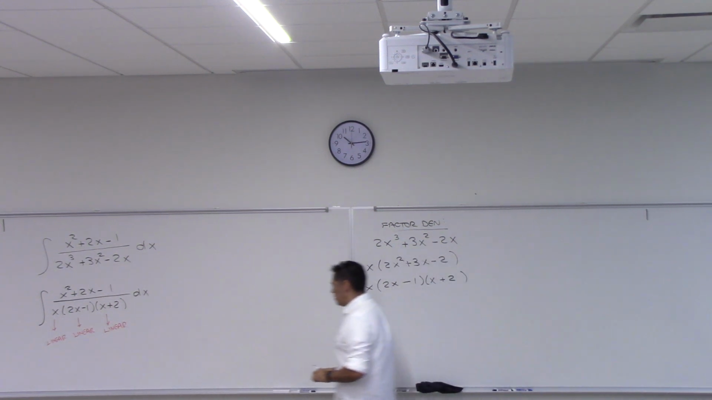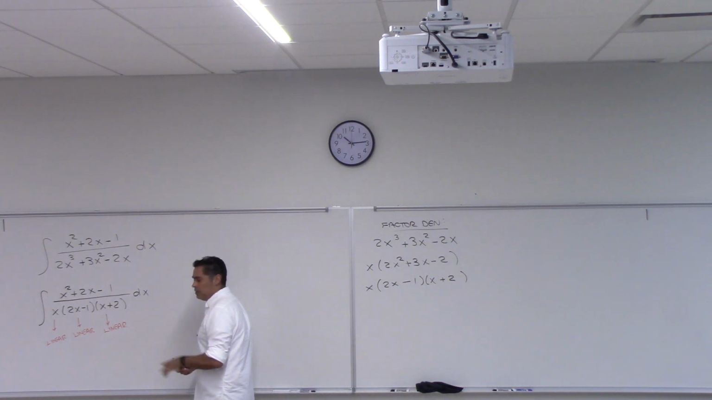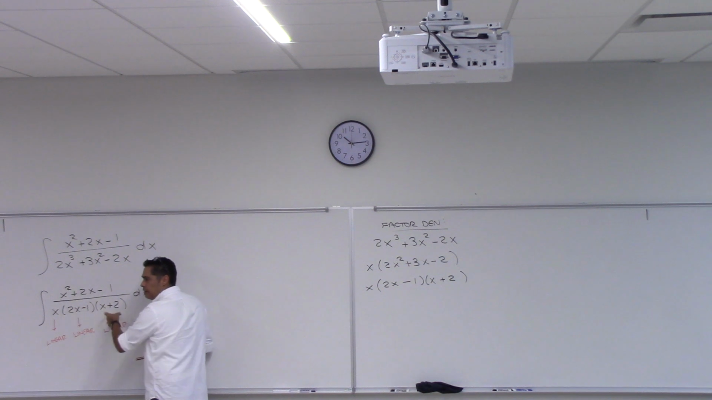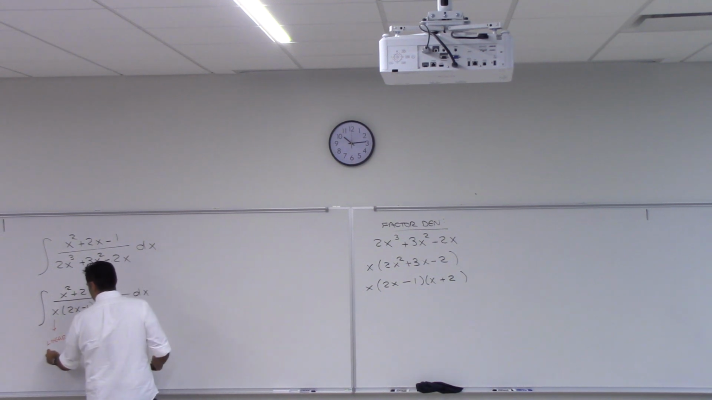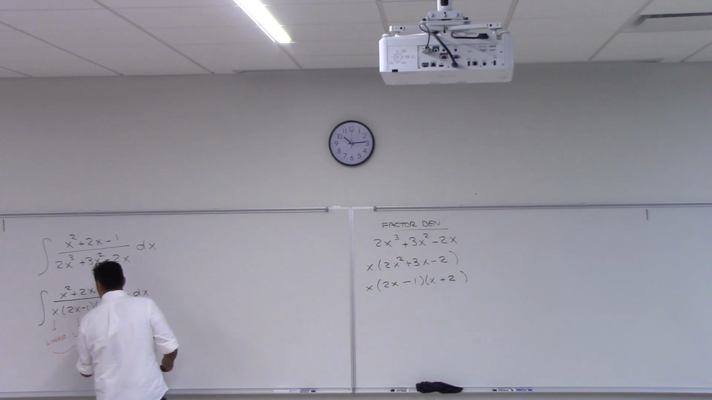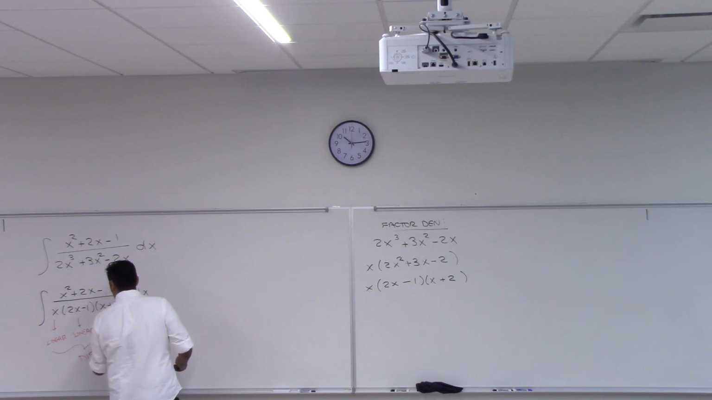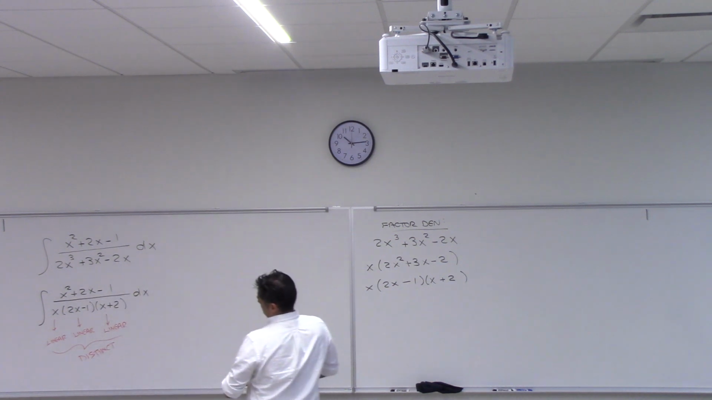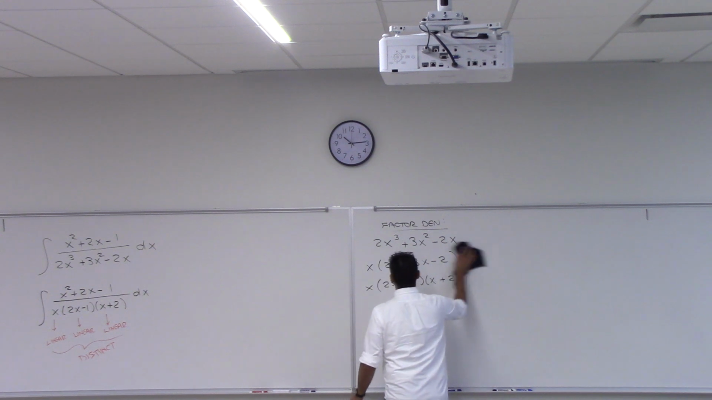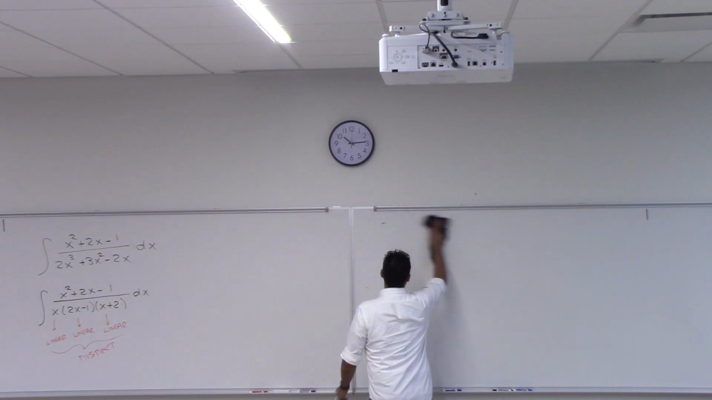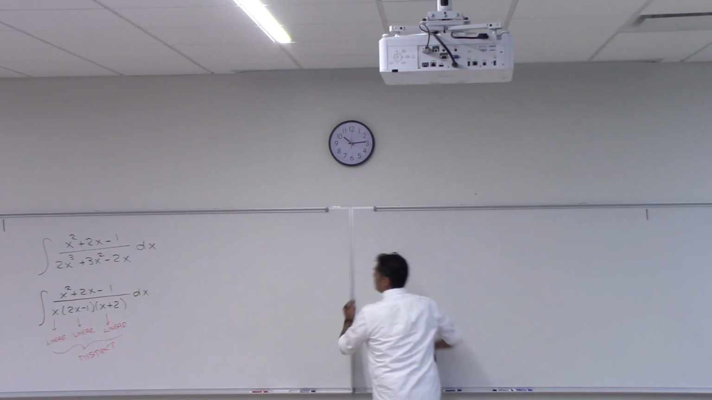Distinct, what do I mean by distinct? They're all different. There's not the same thing repeated. That would be called a repeated linear factor, and we will see that as well. So these are all distinct. Since they are different, what I'm going to do, here's my scratch work now.